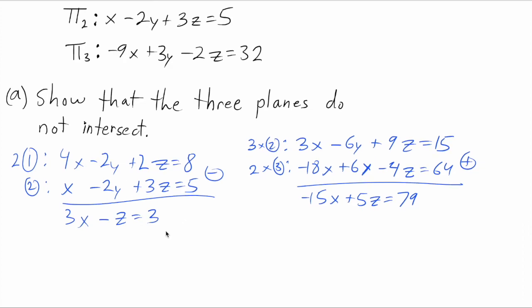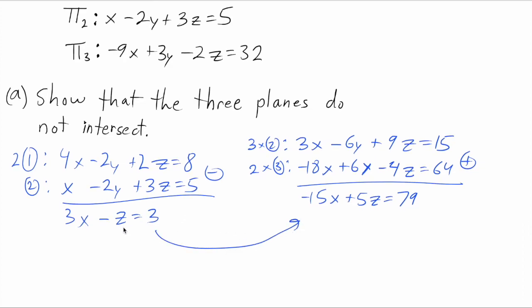Then to solve this, I guess we could multiply this by 5 to attempt to eliminate the z's. But we get 15x minus 5z equals 15. So these both match, so when this happens, this is when we get an infinite number of solutions or no solutions. So let's see what happens when we add these together. We're going to get actually 0 equals 94.